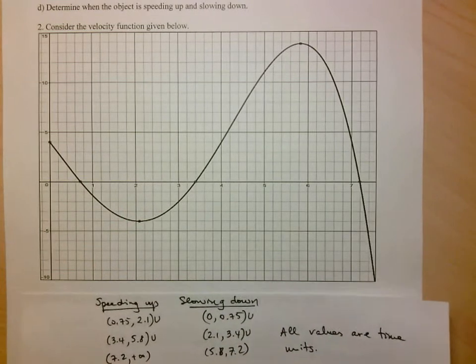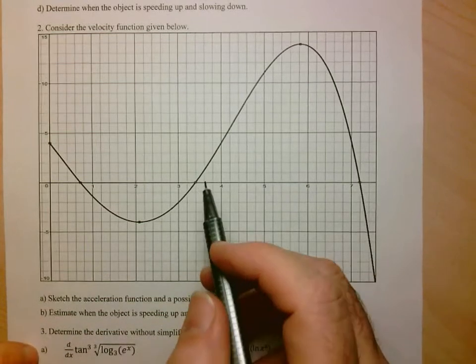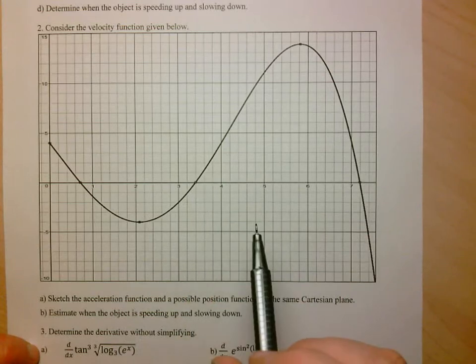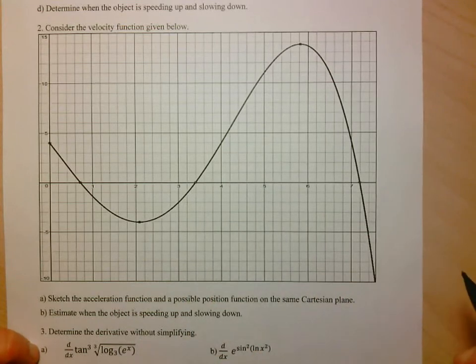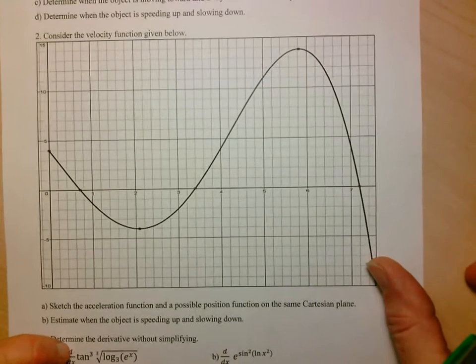Let's move on to part A, which asks us to sketch the acceleration function, which is just the derivative of this function here, and a possible position function. Of course, the derivative of the position function is the velocity. The easier one is always to draw the derivative of a function, so let's start with that.